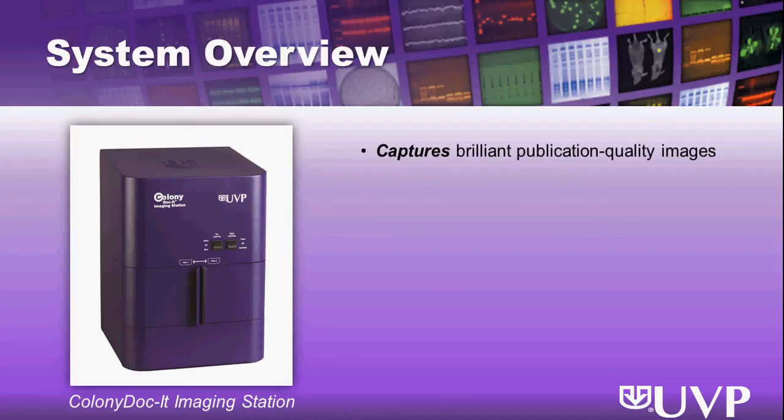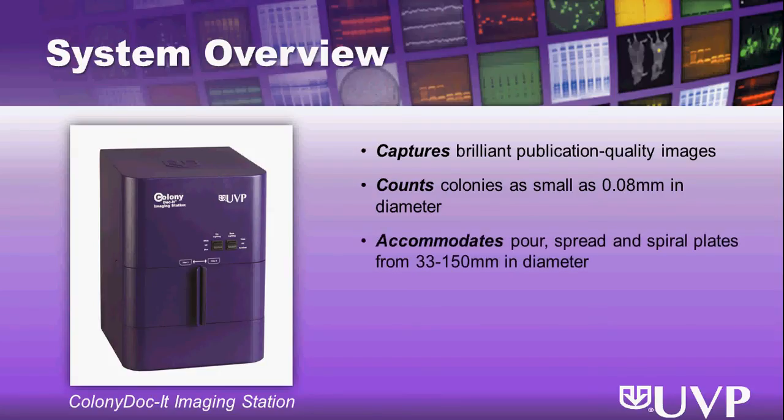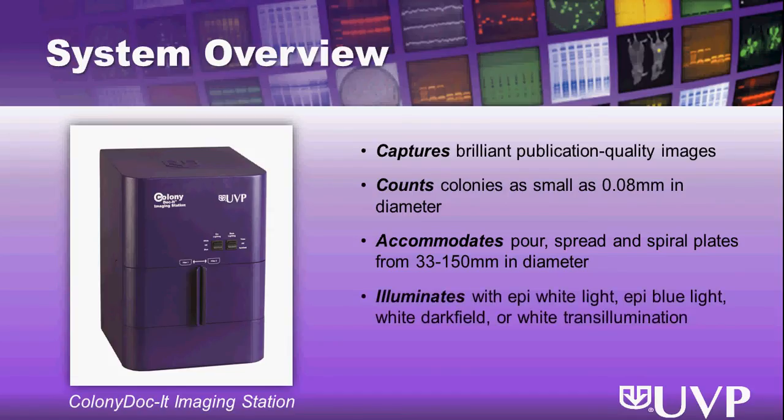The ColonyDoc-It is capable of capturing brilliant publication quality images using its high resolution, high megapixel color camera. The system is capable of counting colonies as small as 0.08 millimeters in diameter. The ColonyDoc-It accommodates pour, spread, and spiral plates ranging from 33 to 150 millimeters in diameter. And the system illuminates with epi white light, epi blue light, white dark field, or white transillumination, all of which come standard with the ColonyDoc-It.